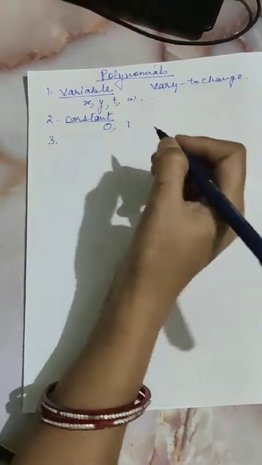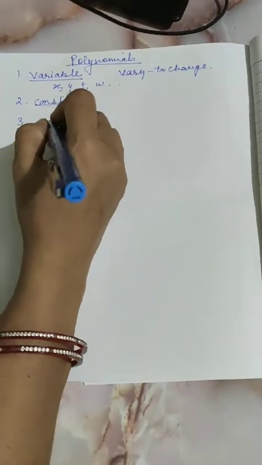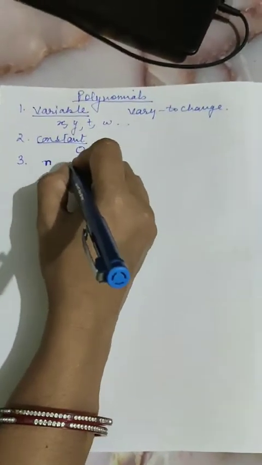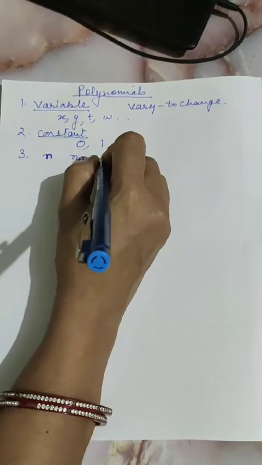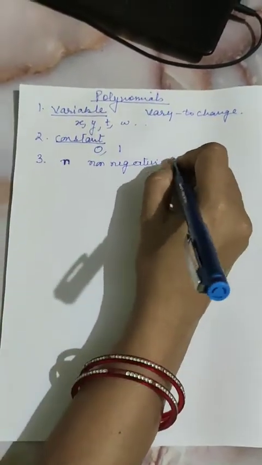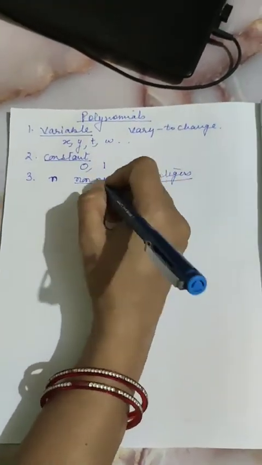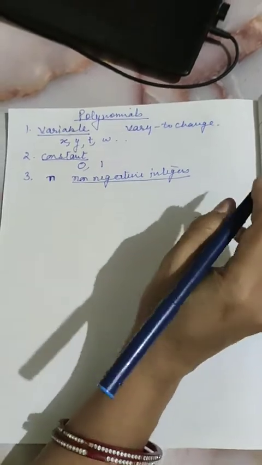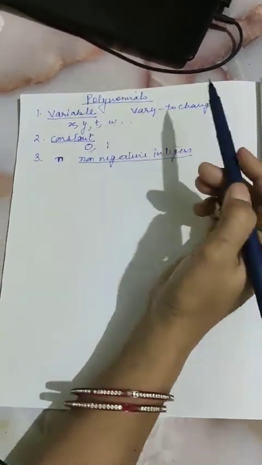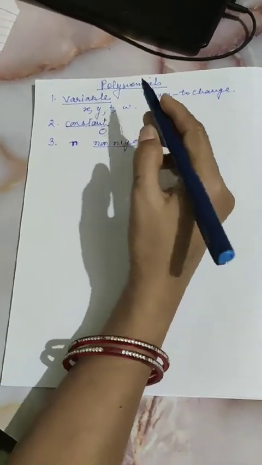The third is, we use the term n to denote the power, that is, they are non-negative integers. They can take the value of 0, 1, 2, 3 onwards, as we discussed in real numbers. When these three combine, variable, constant, and then exponent, we get the polynomials.